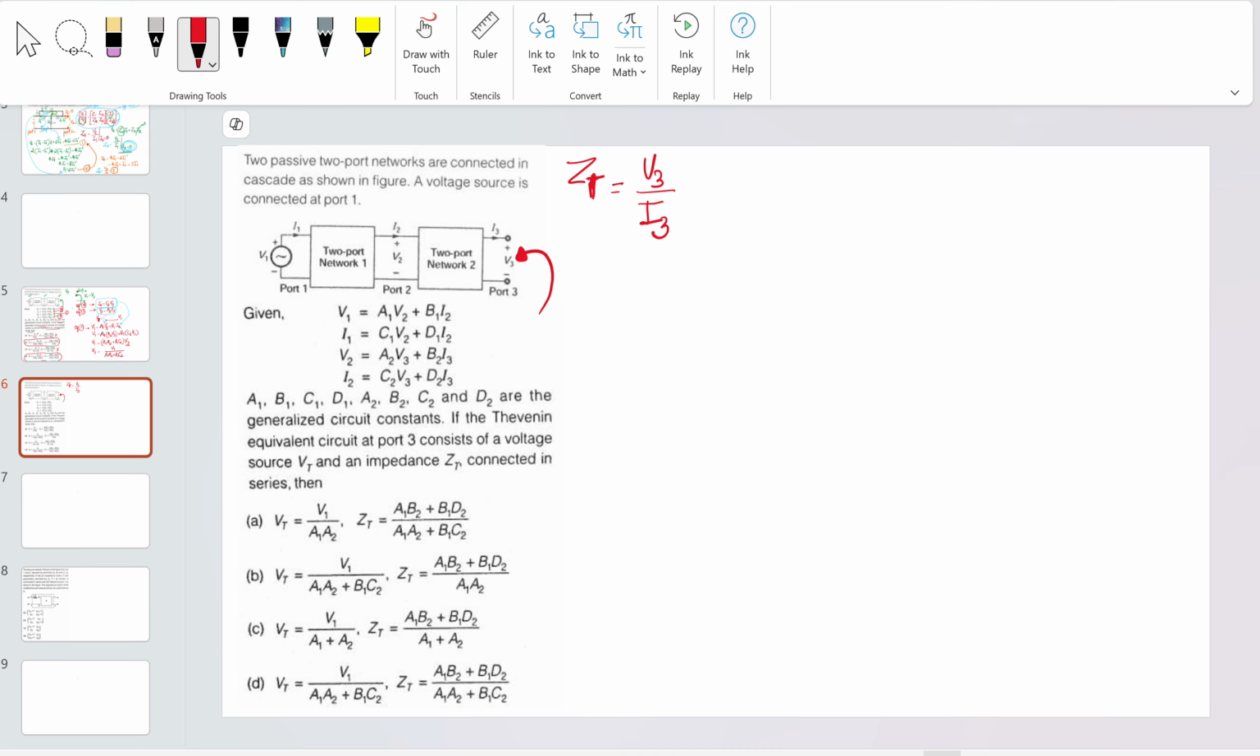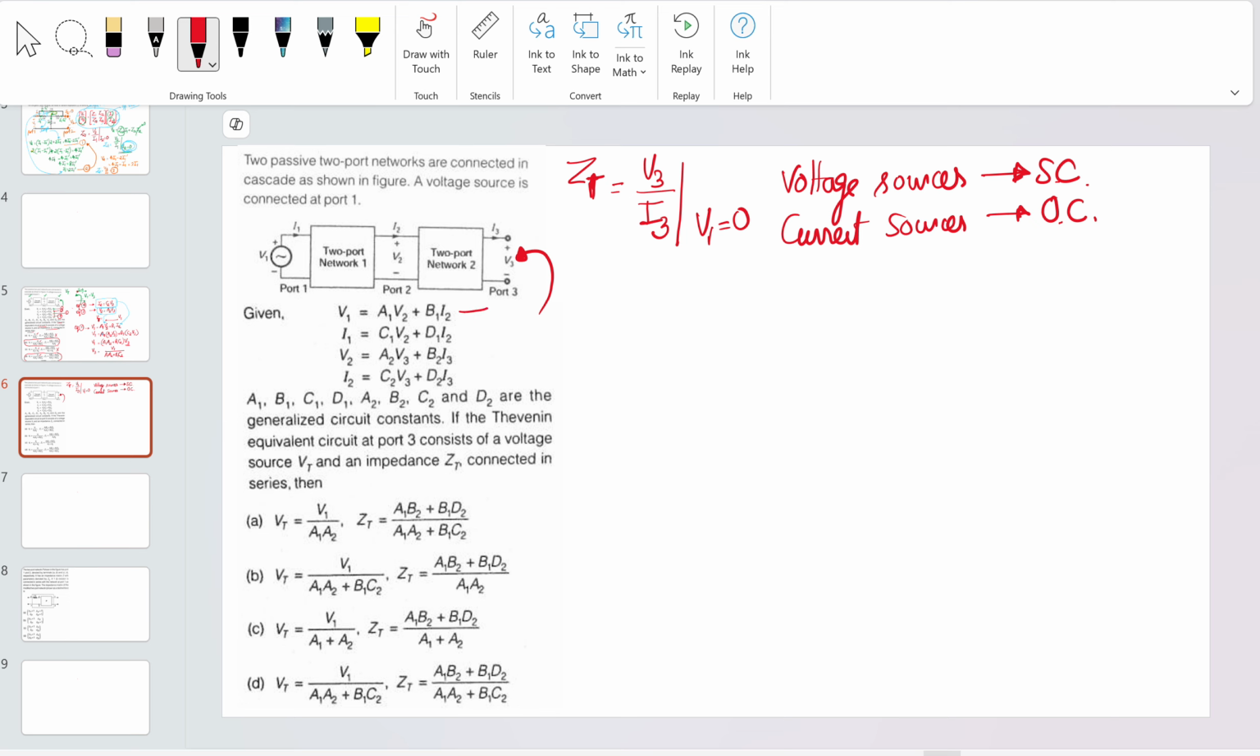Okay. So the Thevenin voltage is basically V3 by I3, keeping V1 equal to 0, because all the voltage sources will be short circuited and the current sources will basically be open circuited, or replaced by the internal impedances if they are given.